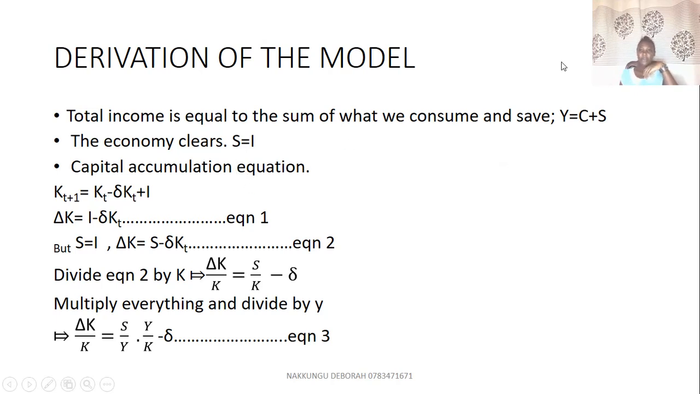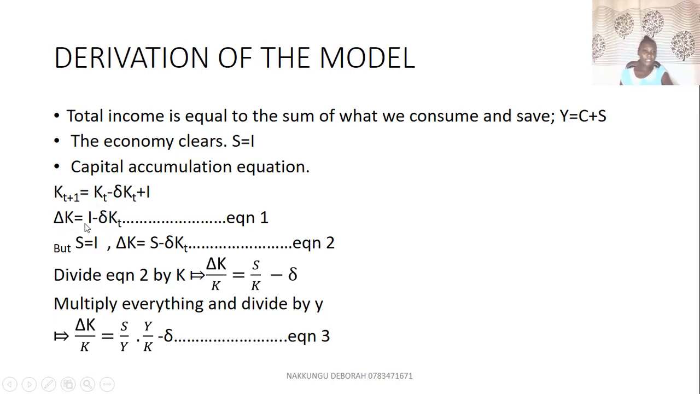So having known our output function, what we have to know for us to derive this model is the capital accumulation equation. How do we accumulate capital? Equation 1 is our capital accumulation equation, showing that our change in capital is equal to I, this is investments, minus sigma Kt. The sigma is the depreciation of capital.